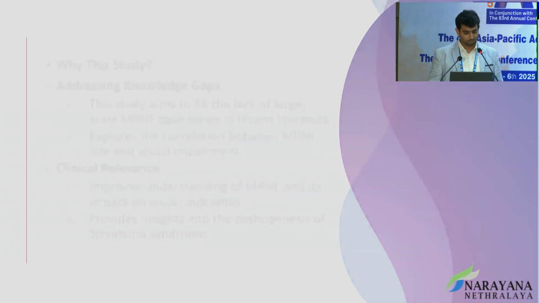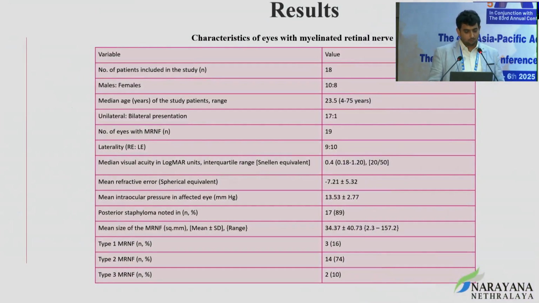Schachmer syndrome. On results, we noted that there was a total of 19 eyes in 18 patients, in which bilateral involvement was present in one case. The median visual acuity logMAR was 0.4. The median intraocular pressure was 13.5. The most common type of MRNF noted was type 1A, seen in 14, and the mean size was 34.37 plus minus.